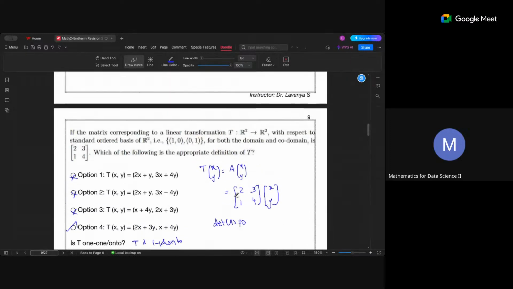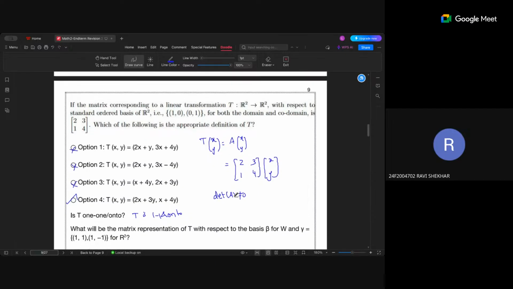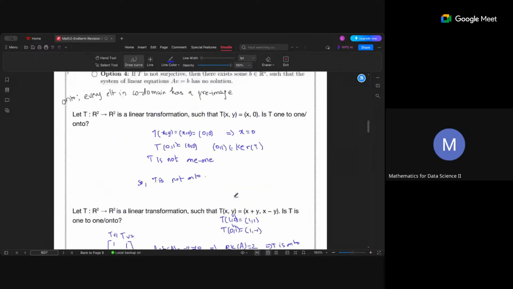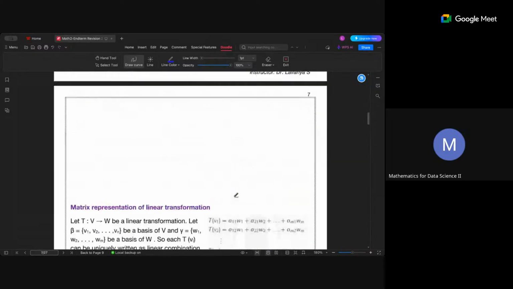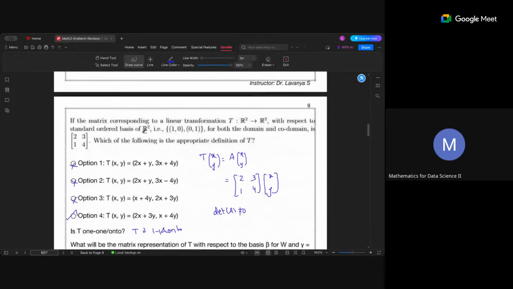Ma'am, I didn't get what exactly we have done over here. We are saying T of (x, y) is equal to A of (x, y). See, if you are given a transformation, you know how to find the matrix. Now, if you are given a matrix, this is how you find the corresponding transformation. Particularly here, it is the standard basis for both domain and codomain, so straight away you can find the transformation in this way using the matrix. Okay.